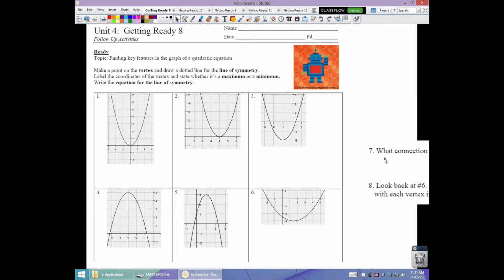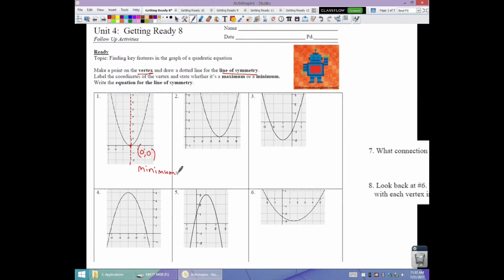All right, so the different parts of the directions say we need to make a point on the vertex and draw a dotted line for the line of symmetry. So we'll make a point at the vertex, which is either the lowest or highest point on the graph, and a dashed line through for the line of symmetry. We are then to label the coordinates of the vertex and tell whether it's a maximum or a minimum. So this vertex was at (0, 0), and that point represented a minimum since this was a graph open up. And lastly, the fifth part, write an equation for that line of symmetry.